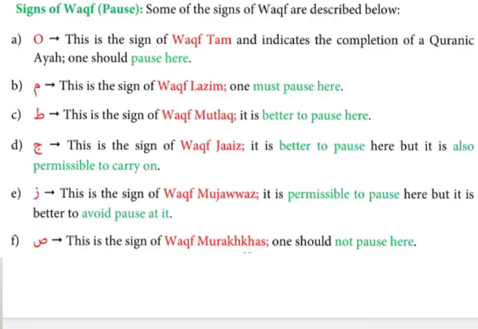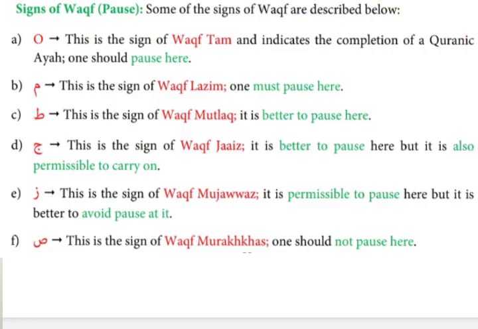Next rule: signs of waqf, pause. Some of the signs of waqf are described below. A. 0. This is the sign of waqf tam and indicates the completion of a Quranic ayah. One should pause here. When you see this sign in the Holy Quran, you have to pause at it, because this sign, the 0 sign, is the sign of the completion of an ayah. When an ayah completes, this sign is written.